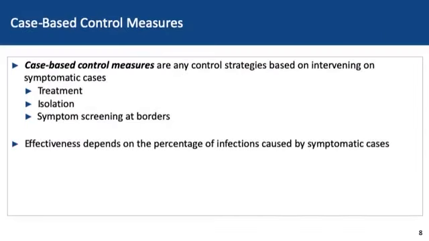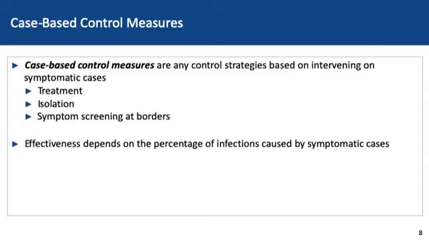A more general class of control measures that both quarantine and active monitoring fall under are case-based control measures. Case-based control measures are any control strategy based on intervening on symptomatic cases, so people who are actually sick. These include treatment of people who are sick, isolation of sick people, as we discussed, and things like symptom screening at the borders to stop international transmission of diseases.